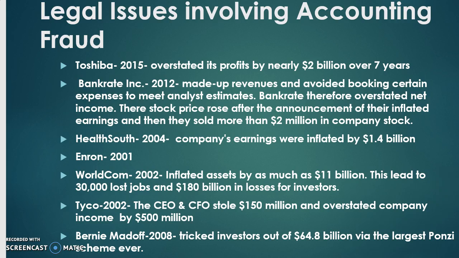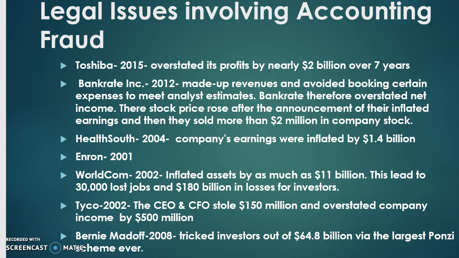Here are some legal issues involving accounting fraud. Toshiba is most recently, in 2015. They overstated profits by nearly $2 billion over 7 years. Beuker Incorporated was in 2012. They made up revenues and avoided booking certain expenses to meet the analysts' estimates. Since they made up revenues, they also overstated net income, because net income deals with revenues and expenses.